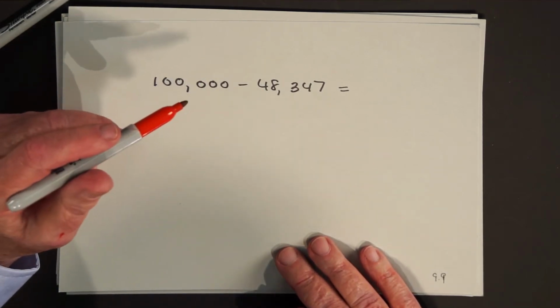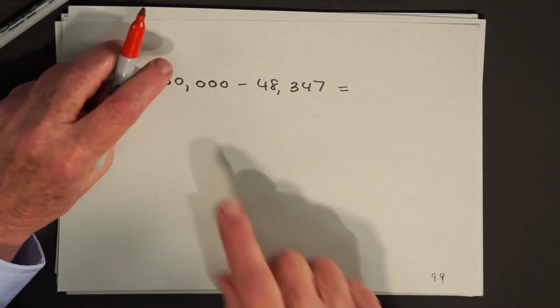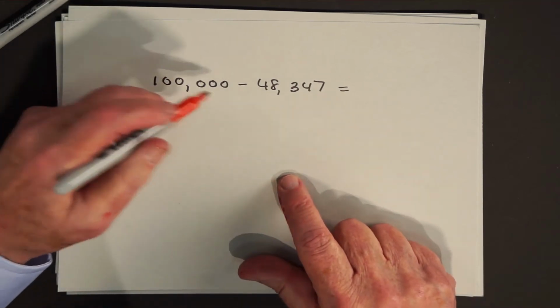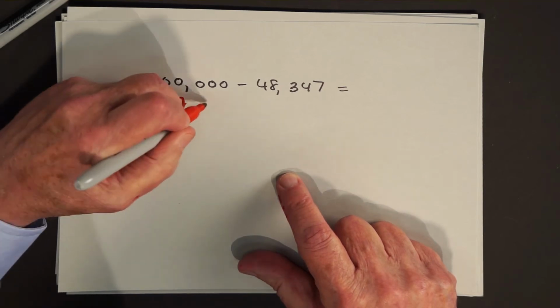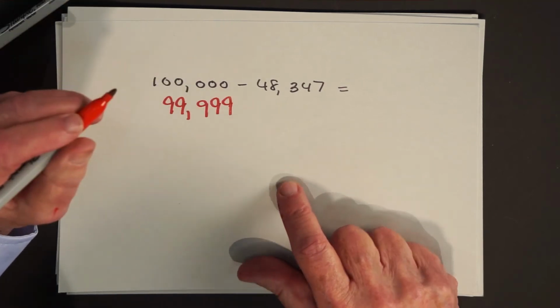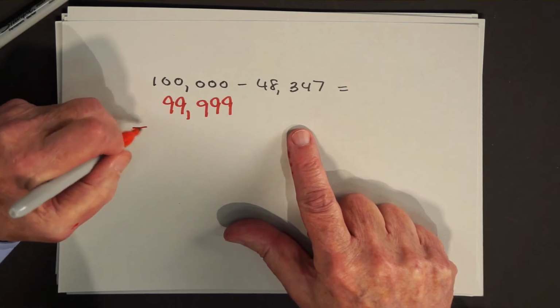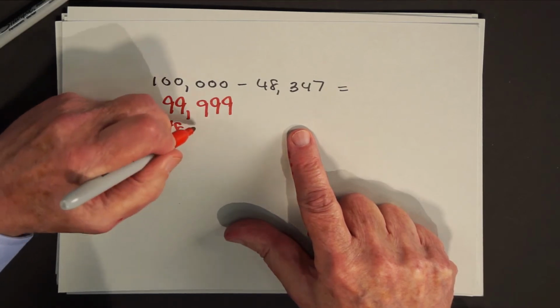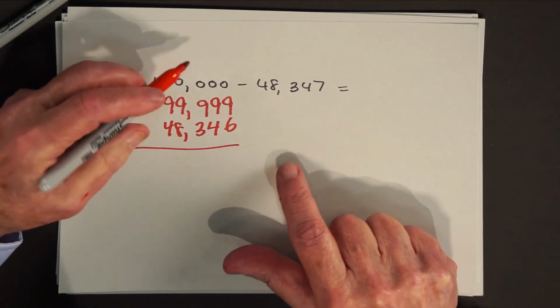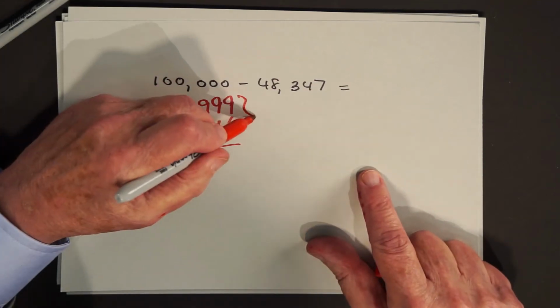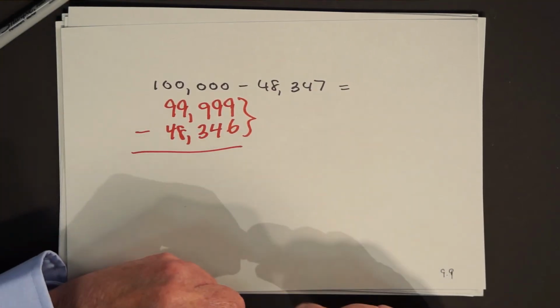100,000 minus 48,347. Use the same difference again. Think of these as being ages. A year ago, this guy was 99,990 years old. This guy was 48,346 years old. And now, to solve this problem, all I have to do is solve this problem.